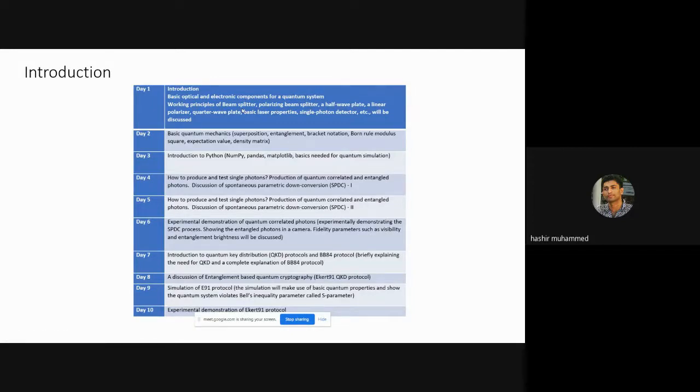Then next day I will move on to basic quantum mechanics, where I will talk about very important quantum phenomena: superposition and entanglement. Then I will move on to bracket notation. You may have seen those notations during your previous studies.